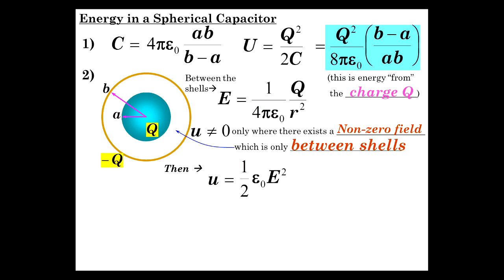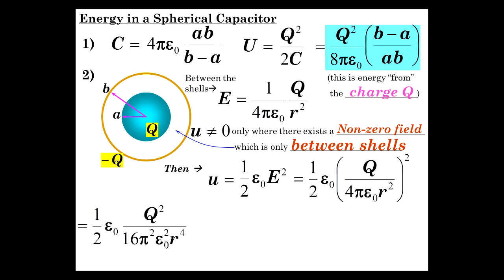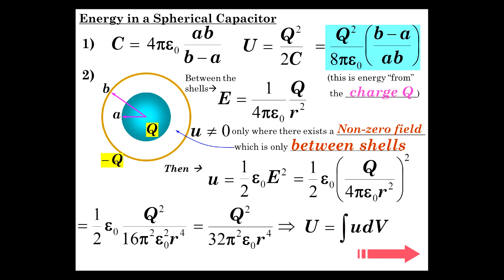So the energy density, 1/2 epsilon 0 E squared that we just derived: 1/2 epsilon 0 times the electric field, Q over 4 pi epsilon 0 R squared, squared. So let's do the algebra. 1/2 epsilon 0 Q squared over 16 pi squared epsilon 0 squared R to the 4th. And this becomes 32 now. Now the energy is going to be the integral of the energy density, the energy per volume, d volume. So energy per volume, d volume is differential energy. Integrate all the differential energies, we get the entire energy. Let's do it.